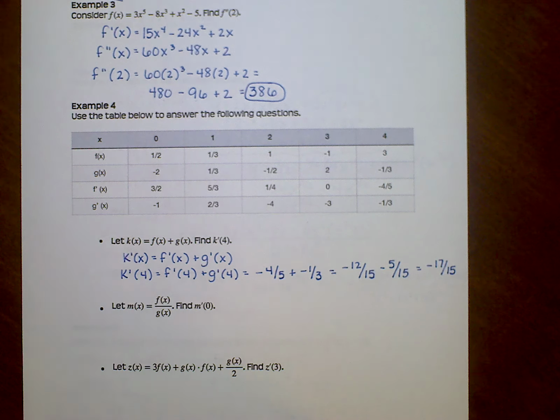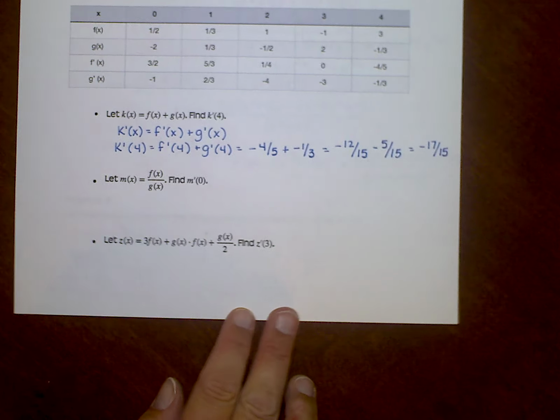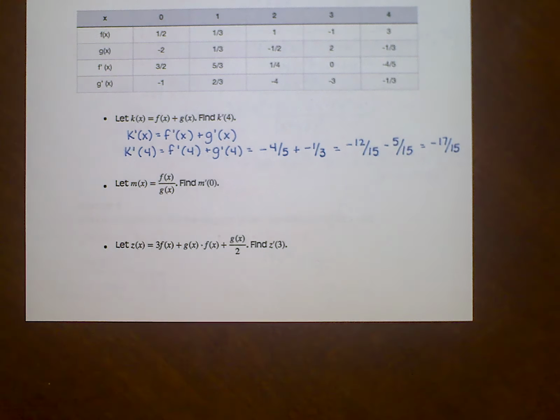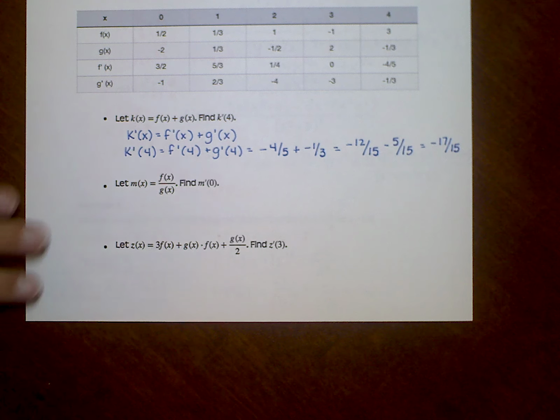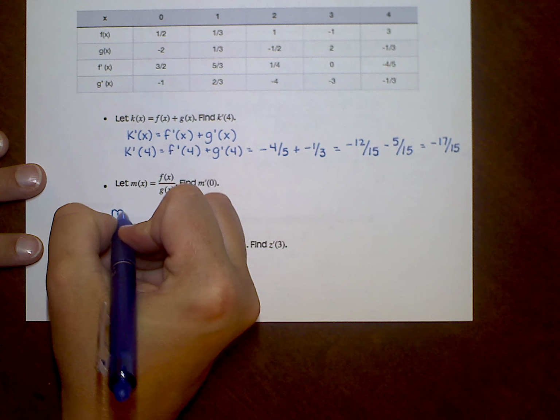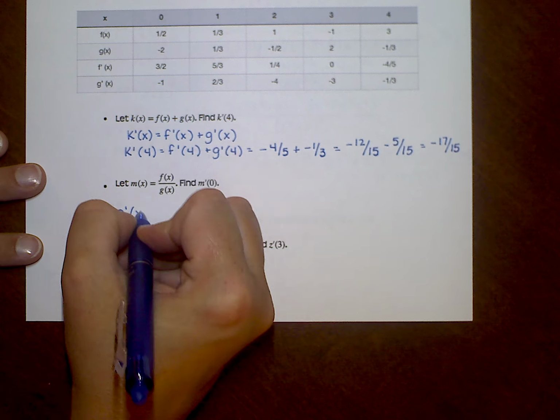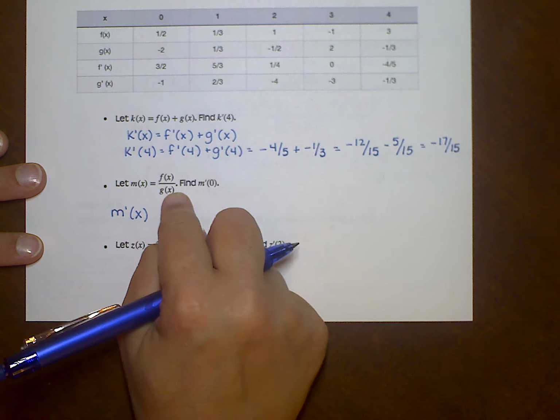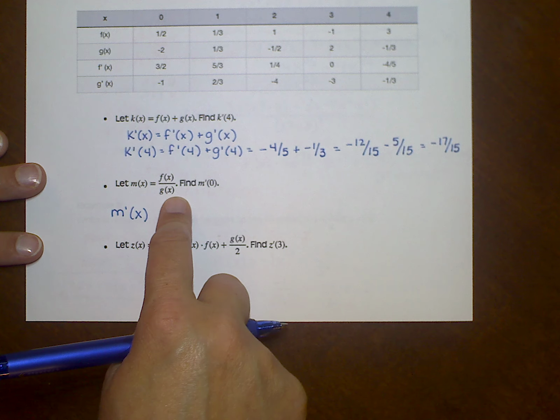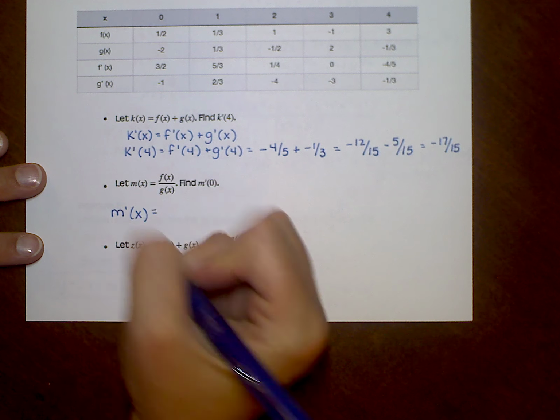Okay, so let's think about what this next one is going to entail. M of x is f of x over g of x. So if I'm trying to find m prime of x, this is a quotient. I'm going to need a quotient rule here, right? So I'm going to just write this out like this first.